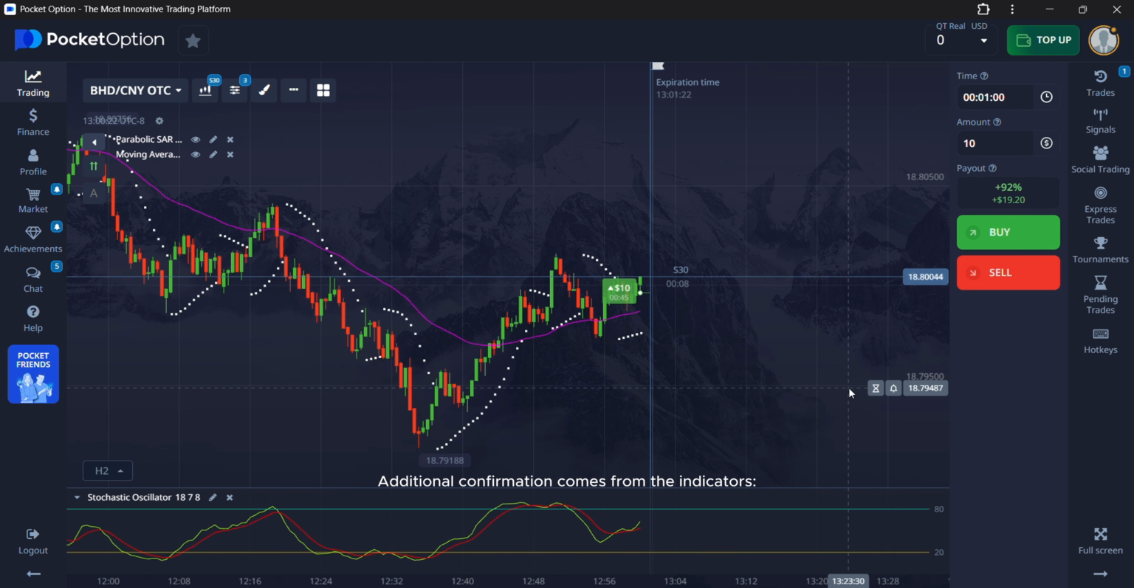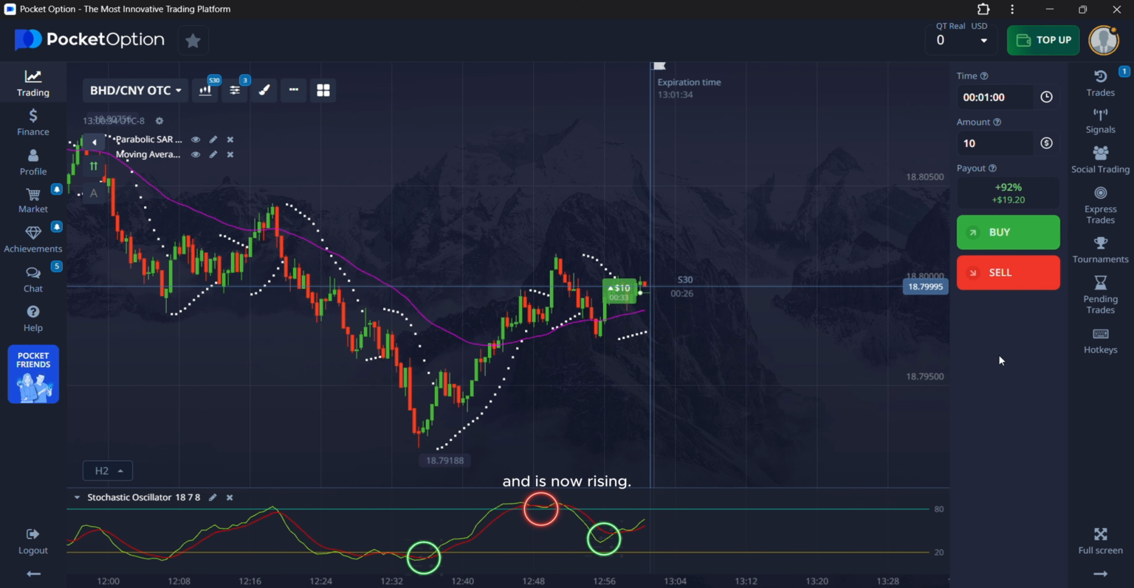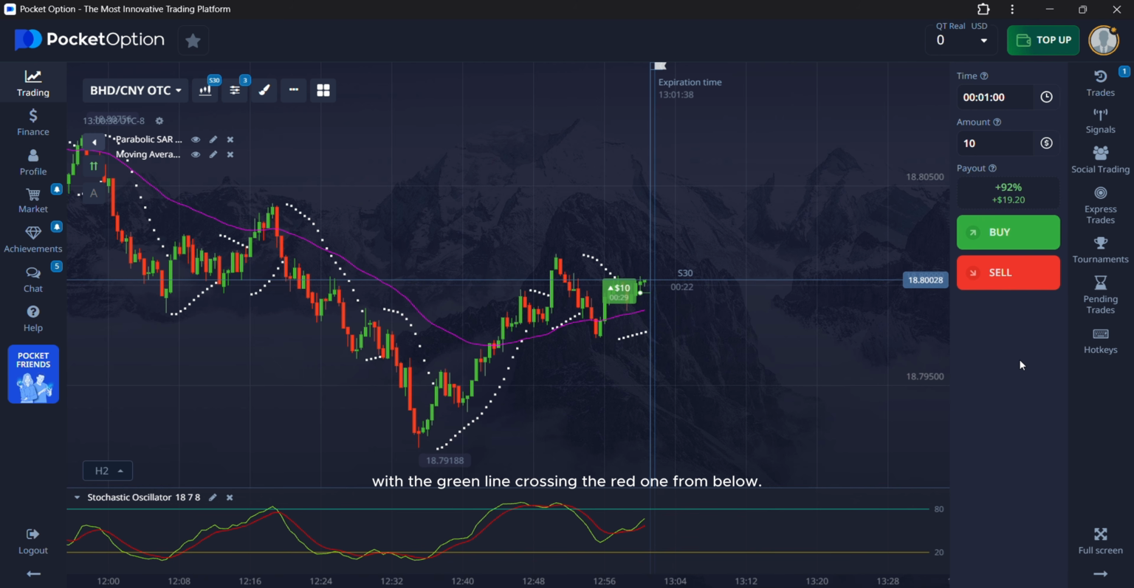Additional confirmation comes from the indicators. The parabolic SAR has shifted, the dots have started forming below the candles, which signals an upward trend. And most importantly, the stochastic has reversed from the oversold area and is now rising. We're seeing a bullish crossover, with the green line crossing the red one from below. All of this gives me enough confidence to open a call trade.